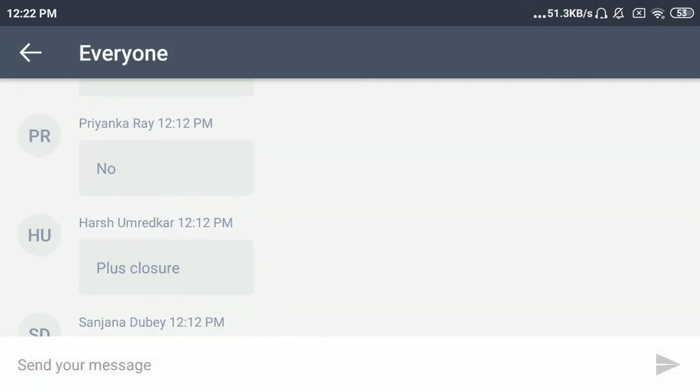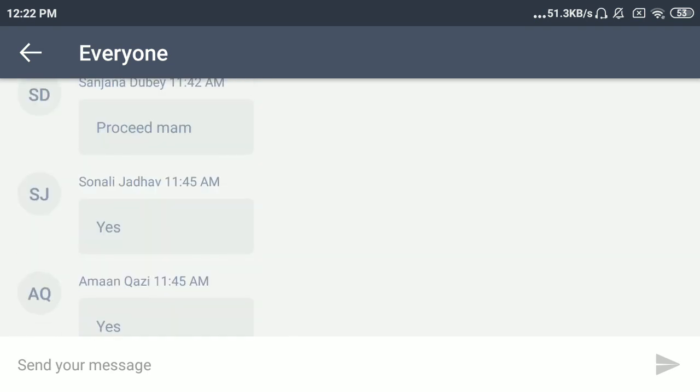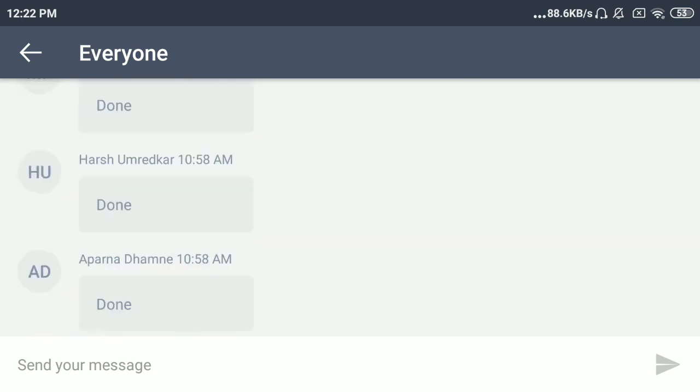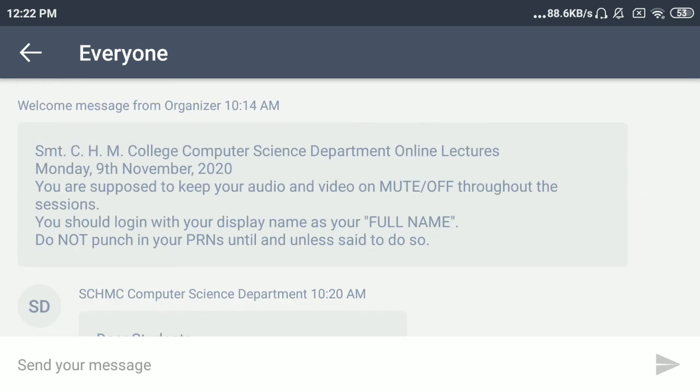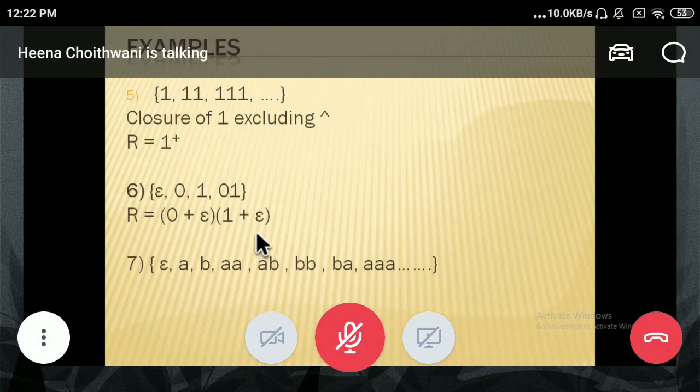Okay, let's proceed with the last example. Can you give me the expression for this particular set? That is an infinite set. Wherever we have an infinite set, we'll be using some closure, because we are not going to write each and every string in my expression, right? So we'll be using some closure. Tell me, what is this?